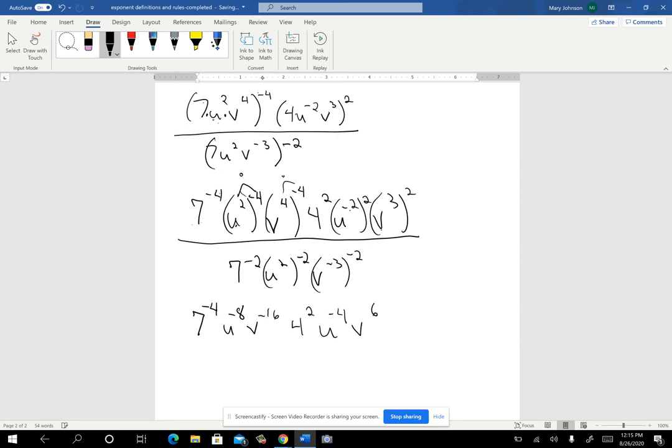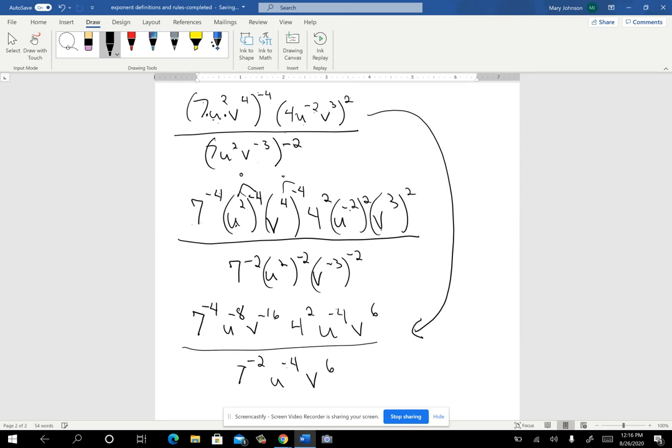And see, I would do it from here to here by just writing the result. U to the negative 2 raised to the 2nd power, I would write the result of that as u to the negative 4th. Okay, and then down here I would have 7 to the negative 2, u to the 2nd raised to the negative 2 would give me u to the negative 4th, and then v to the positive 6.